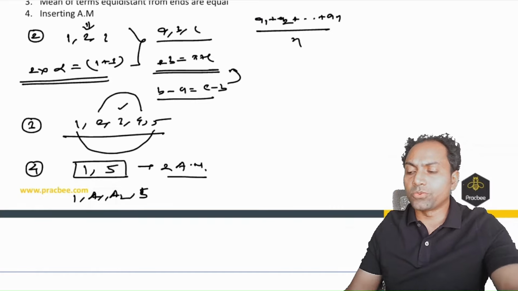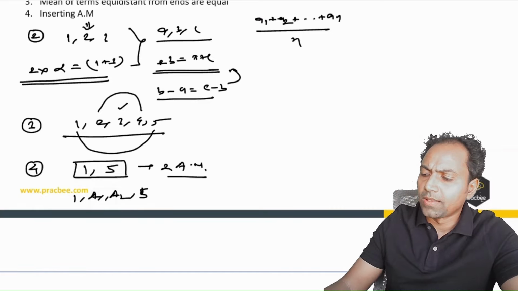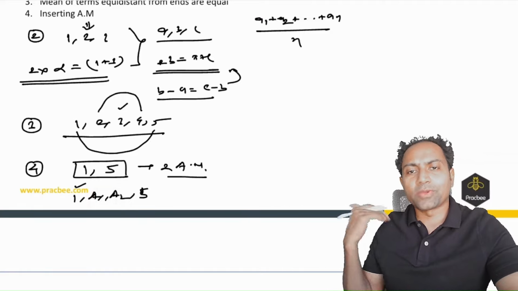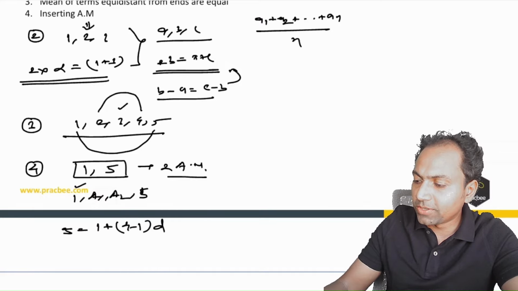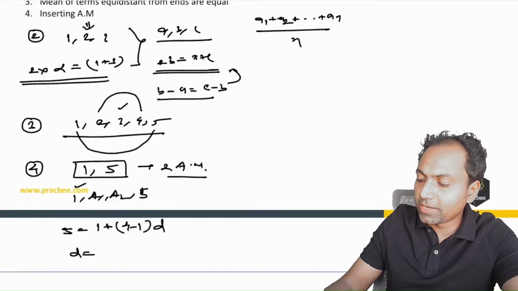Now in order to do that, we are going to find the common difference, because A we already know; if I know D, I will be able to tell all the terms. So 5 is equal to A plus (n minus 1) into D. So 4 minus 1 into D. So you can see that from here D comes out to be 4 by 3.